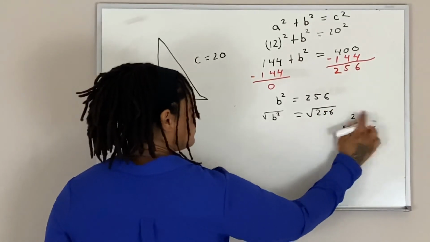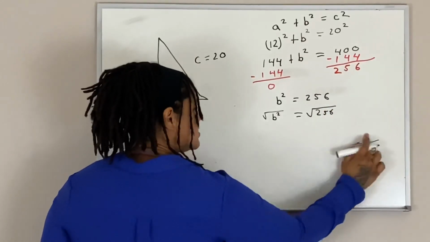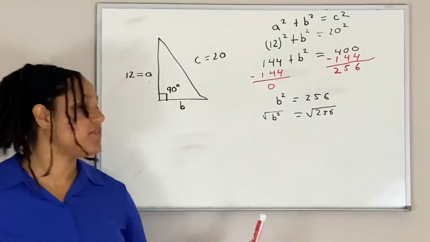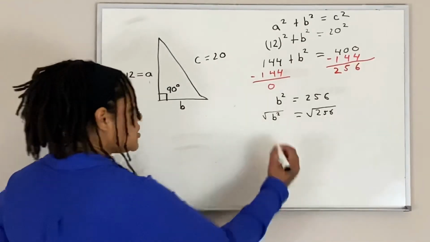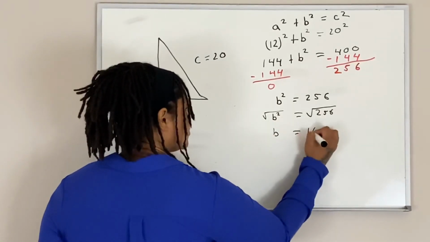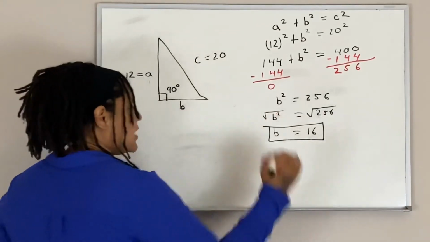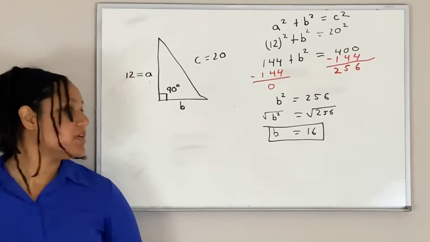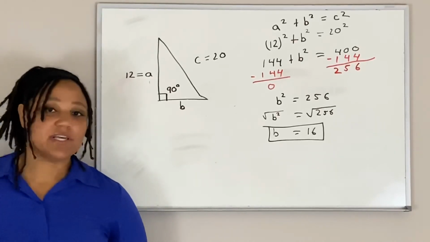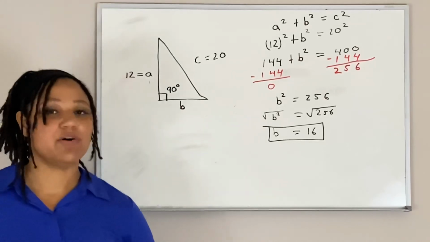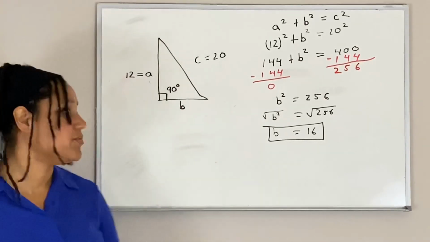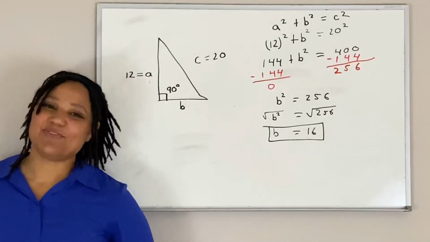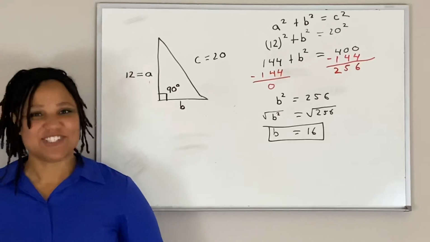I'm just going to sort of erase this. And what is the square root of 256? The square root of 256 is 16. So we have B is equal to 16. Now, I show in another video how to simplify the square root. So this video is under the assumption that you already know how to simplify the square root. And that is how you use Pythagorean Theorem to solve for the missing side of a right triangle.